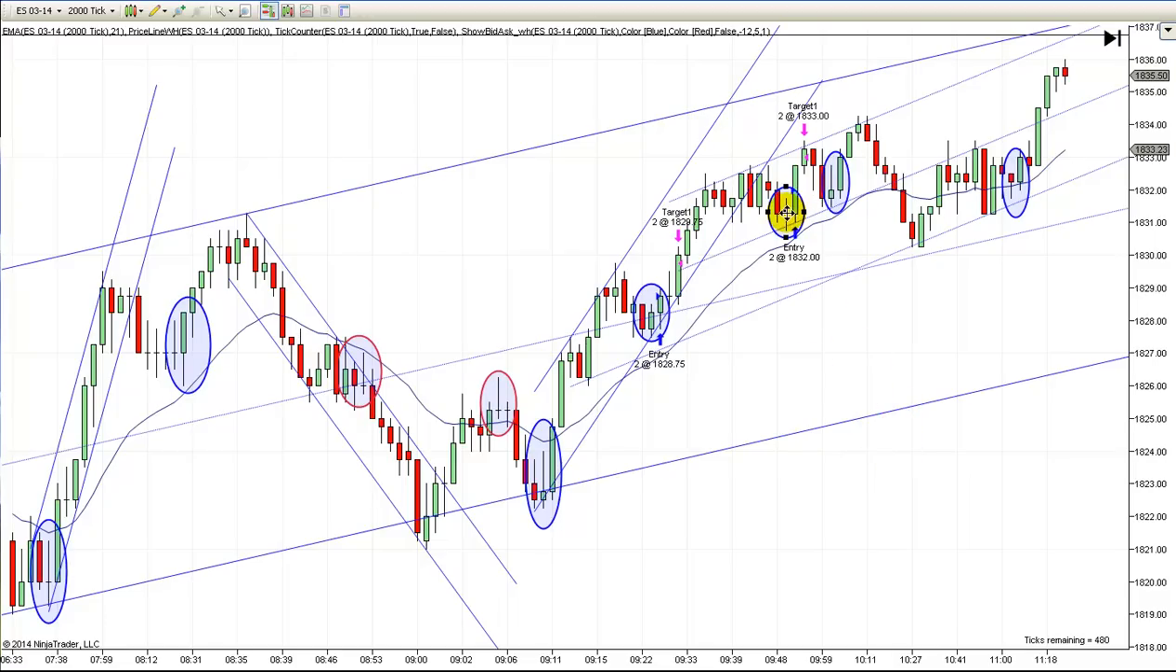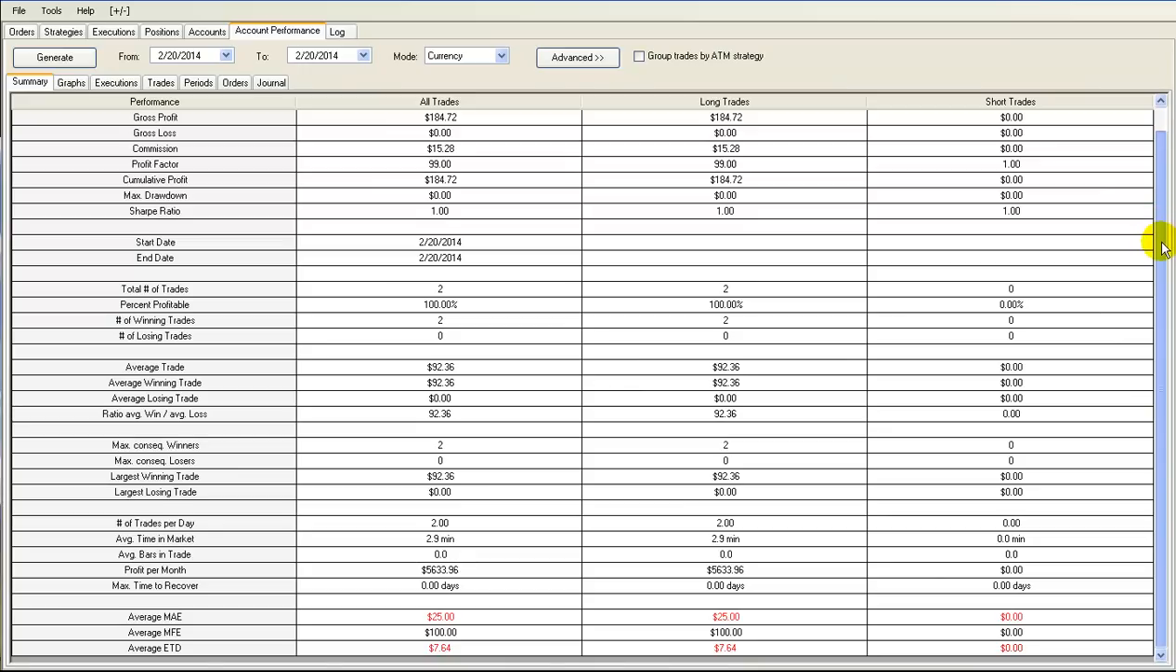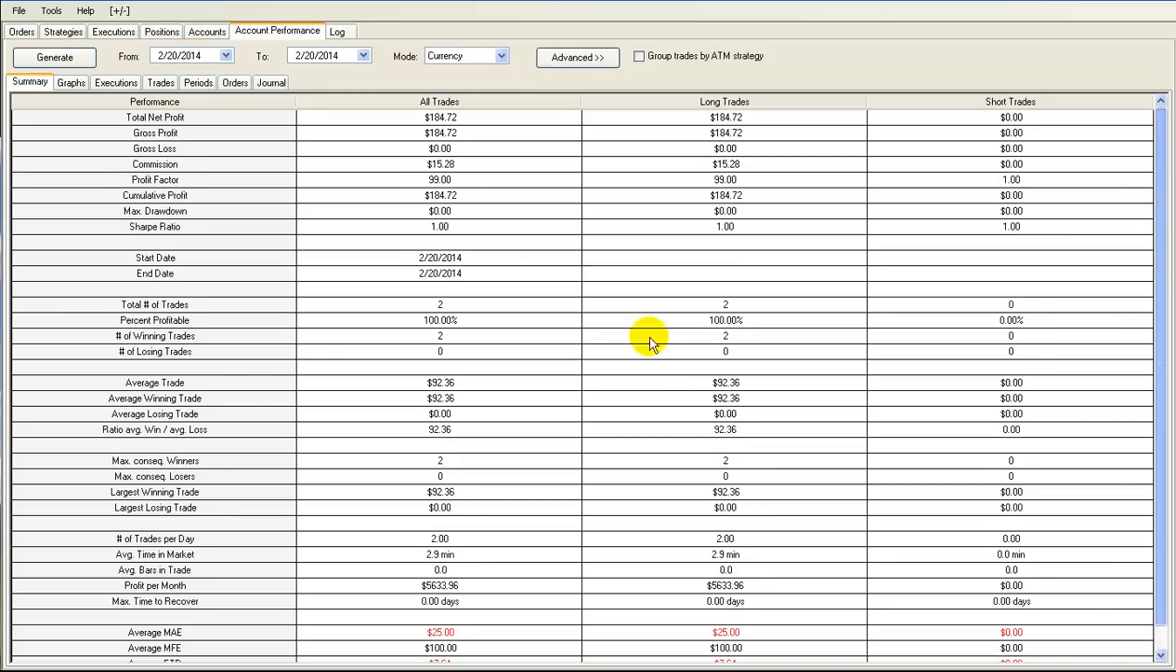Of course, you got to take commissions out. So you can see it. By the time I took commissions out, it made me $184.72. So it's not quite $200, but it's close enough. If you can do that every day, you're going to make yourself $40,000 a year before taxes. And two winners.